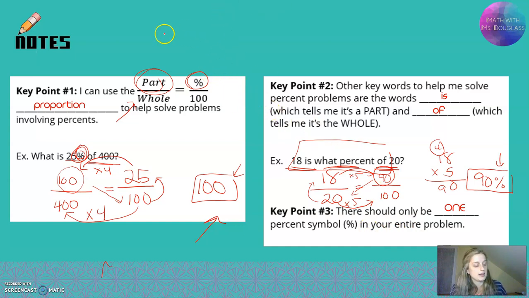You should write it out, if not in every single problem, then at least at the top of your page: part over whole equals percent over 100. Since they're equal, you can write them in both directions. You could write the percent over 100 first and the part over whole second. I sometimes will also just include in parentheses "is" over "of," like that, to remind me that those key words are where they match up.